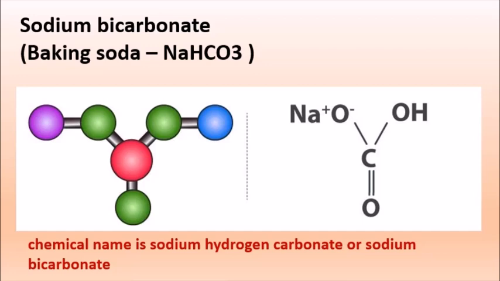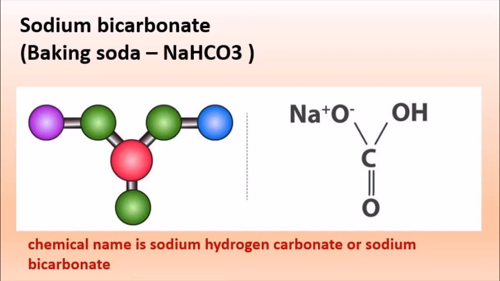So baking soda is usually used in food, and the chemical name of baking soda is NaHCO3. As you can see here in the picture, we have Na, that is sodium, we have a hydrogen group, we have a carbon and 3 oxygen in it. So this is the formula of baking soda.